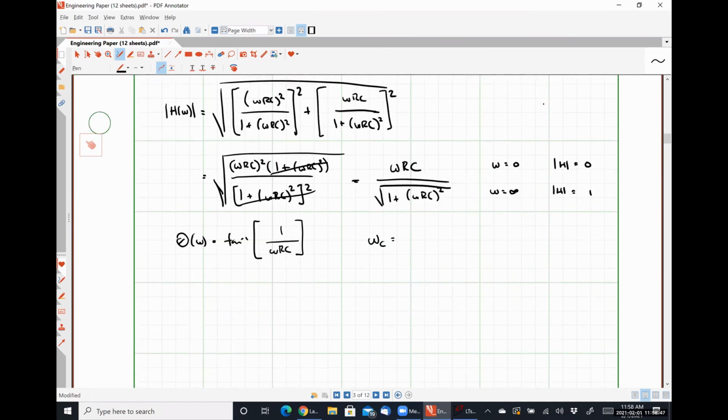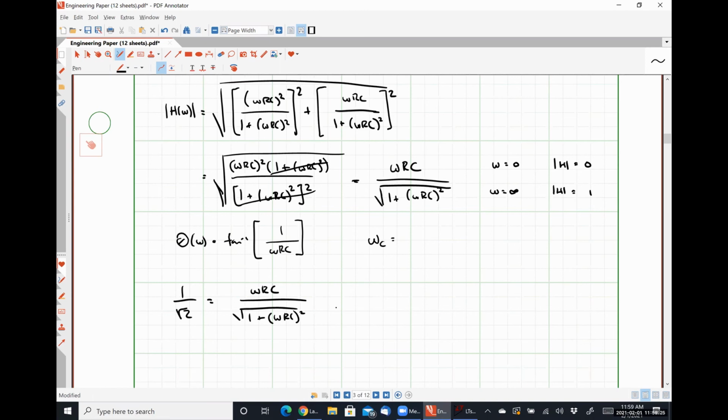So again, we can prove it pretty trivially, but for our high pass filter, our minus 3 dB frequency is still going to happen when the ratio of our output voltage to our input voltage is 1 over the square root of 2. So if we have 1 over root 2 is equal to omega RC over the square root of 1 plus (omega RC) squared, how do we manipulate this guy to figure out what's going on, right?